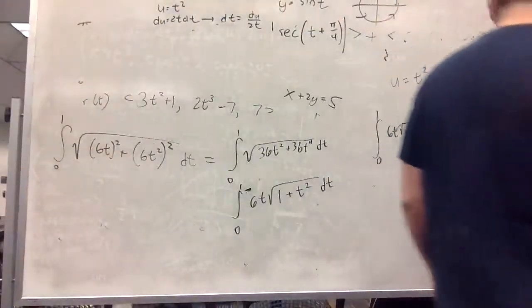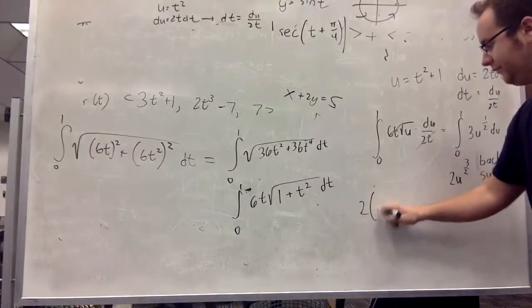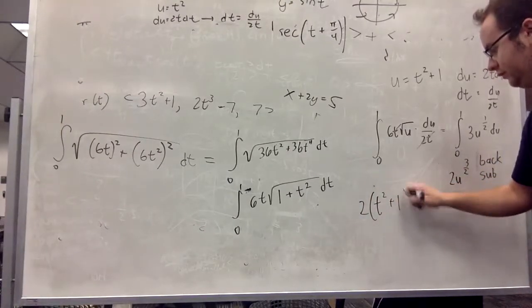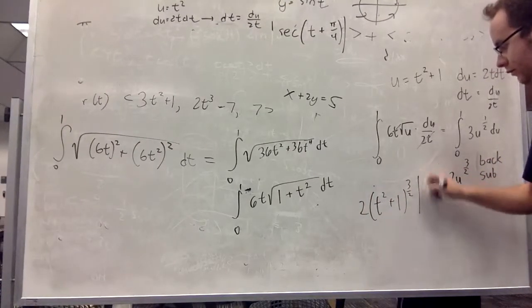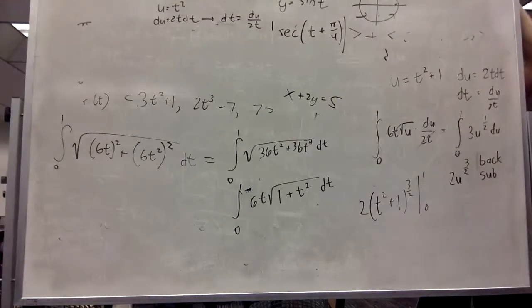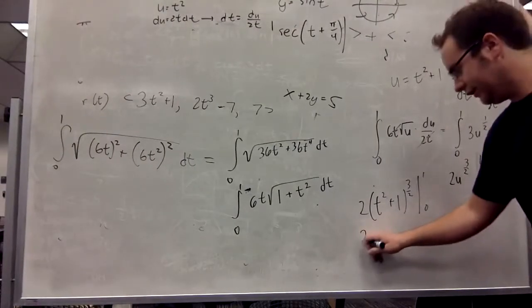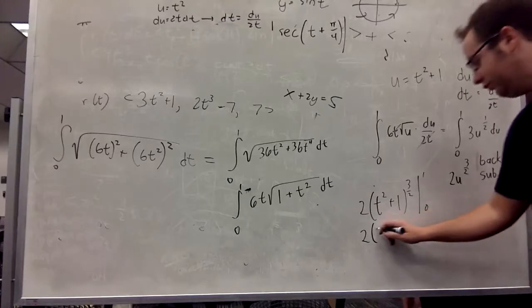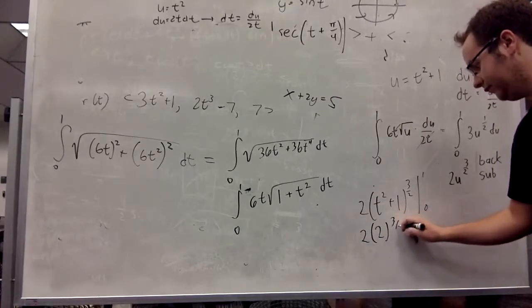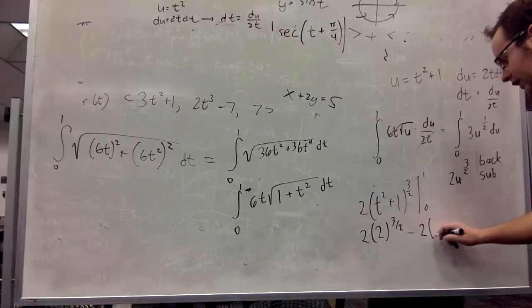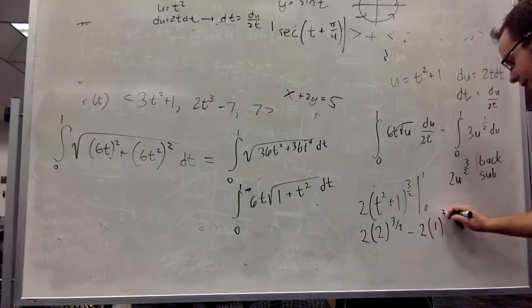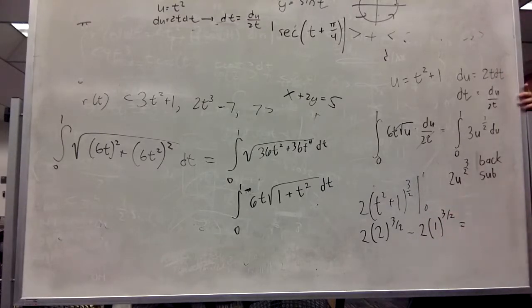Backs up. And we get 2 times (t squared plus 1) to the 3 halves. Plug in 1, plug in 0, find the difference. When I plug in 1, I get 2 times (1 squared plus 1, which is 2) to the 3 halves, minus 2 times (0 plus 1, which is 1) to the 3 halves.